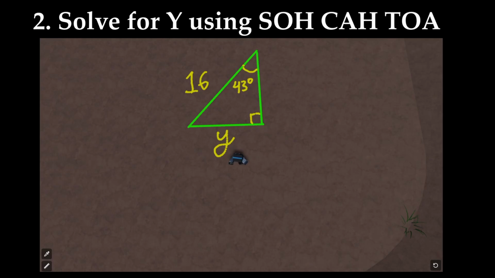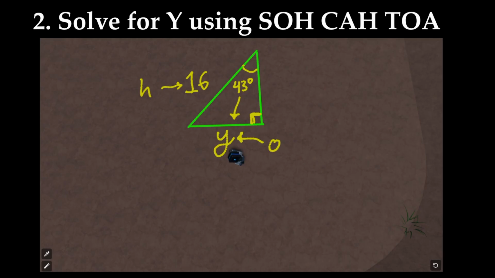So first, this 16 over here, I want you to notice is the hypotenuse, right? Because it is opposite to that right angle. So I'm just going to call this h because it's our hypotenuse side. And for this y, notice that this y is directly opposite to that 43-degree angle. So because it's opposite to that 43 degrees, let's call it O for the opposite side.